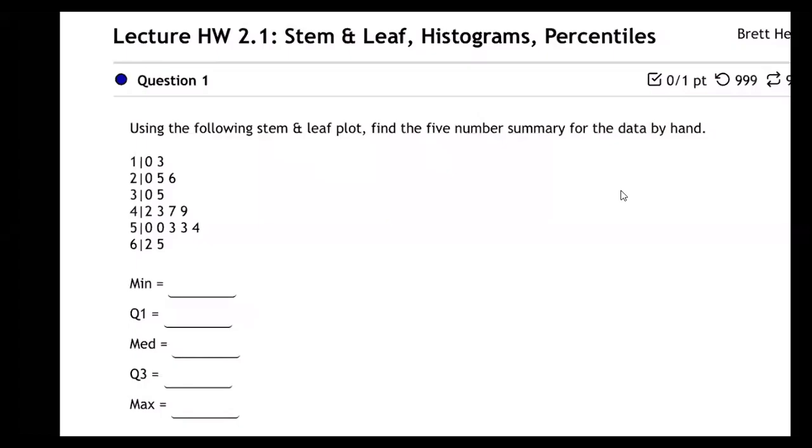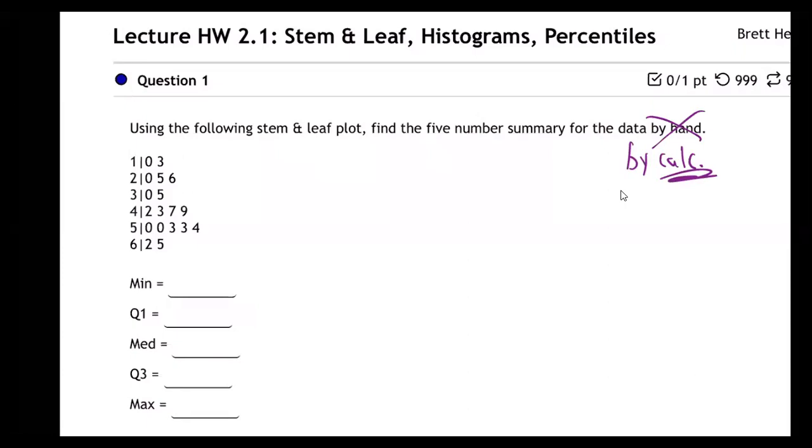Question number 1. Use the following stem and leaf plot to find the 5-number summary for the data. Now, it says by hand. Forget about that, by hand. Let's do it by calculator. I mean, you could do it by hand if you want to, but why not just use our calculator? That would be so much nicer.